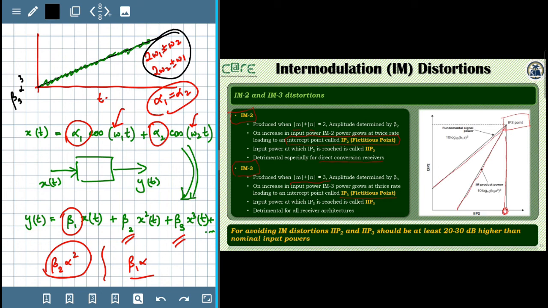In order to avoid these types of intermodulation distortions, the IIP2 and IIP3 should be at least 20 to 30 dB higher than nominal input power. So we need to operate the devices at much lower values of these two intercept points, IIP2 and IIP3.